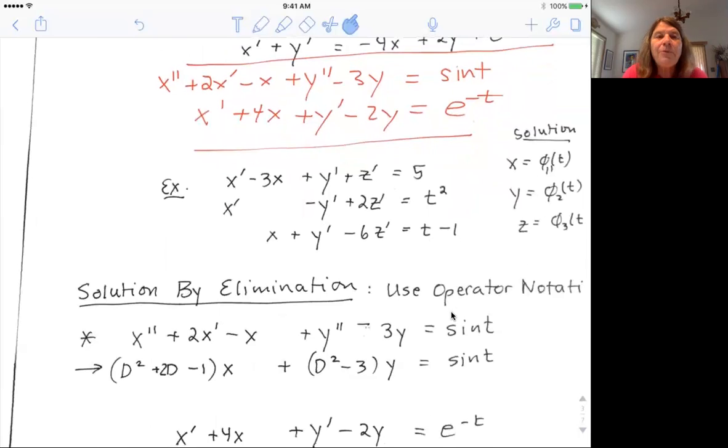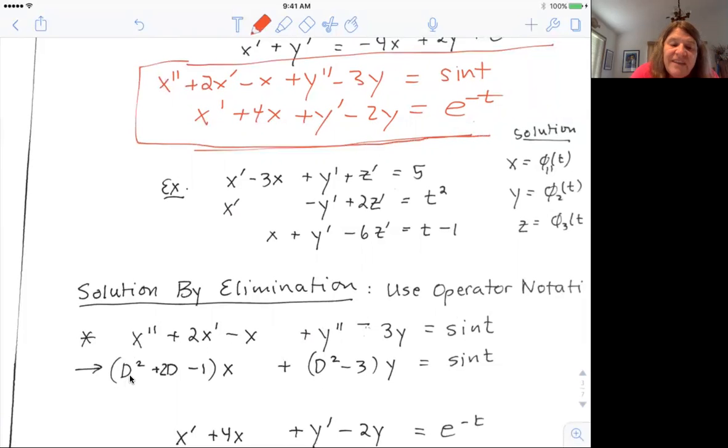We mentioned that briefly back in section 4.3 or something like that. But the operator notation turns out to be the easiest way to solve these things. So for example, if I took this one that I did, I think it's this one right here, and I said, I'm going to write this in operator notation. Well, operator notation did this.